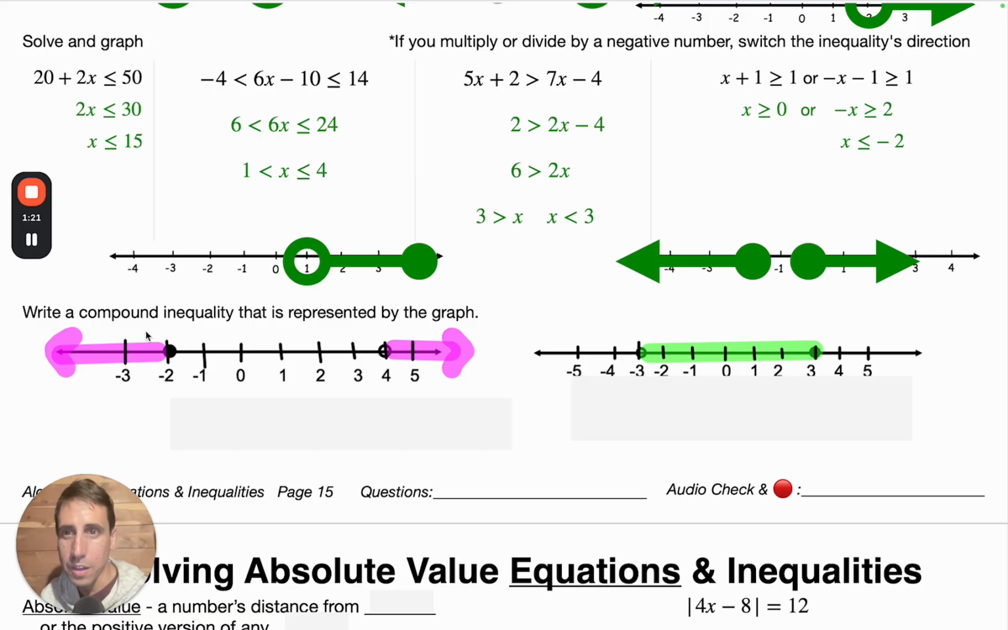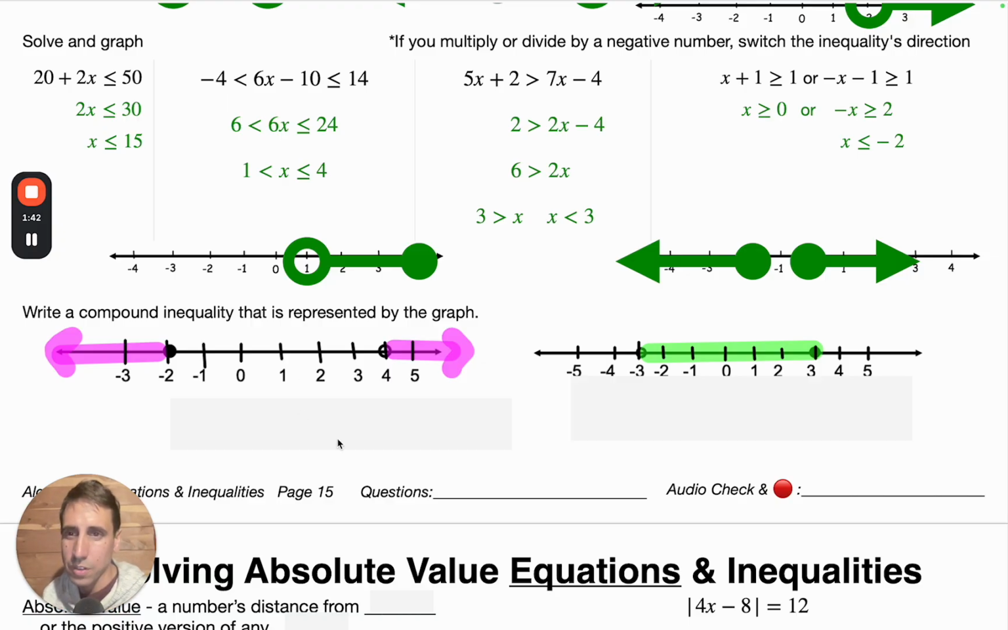Write a compound inequality that is represented by the graph. So let's go in the reverse direction. Let's start with the graph and see if we can come up with the compound inequality, the statement business up here. Well, what I'm seeing here is negative 2, and then going to the left, and then an open dot on a 4 going to the right. It looks like one of these, so that's like an or.